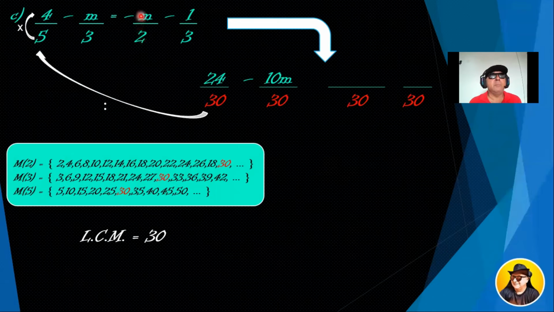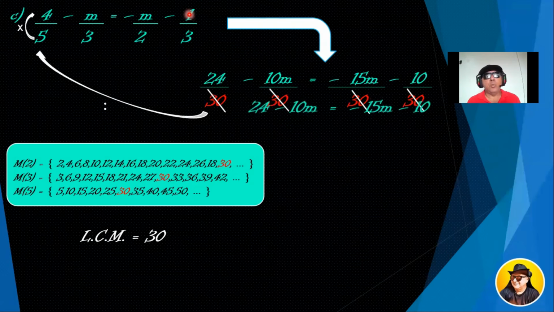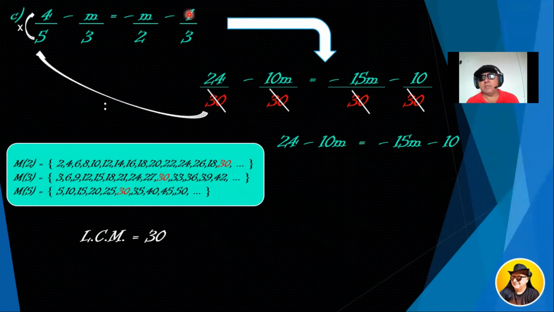15 times minus m is minus 15m. And finally, 30 divided by 3 is 10. 10 times minus 1 is minus 10. Okay? Finally, we've come to that point. Remember? Pachaco, Pachaco, Pachaco, and Pachaco too. We don't need the denominators anymore. They have already done their job. So what remains? 24 minus 10m is minus 15m minus 10.